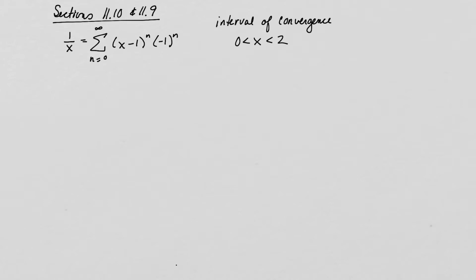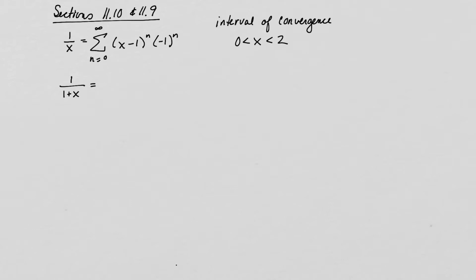We found the interval of convergence for it was 0 less than x less than 2. So there's a couple other series that you could work through to find the Taylor or Maclaurin representation, but they're kind of common series that we use. One is 1 over 1 plus x.